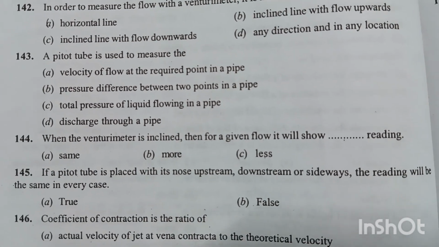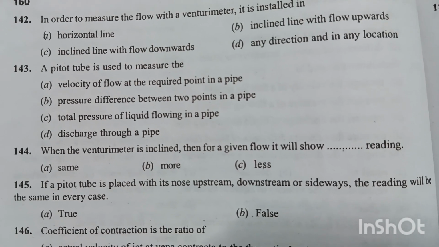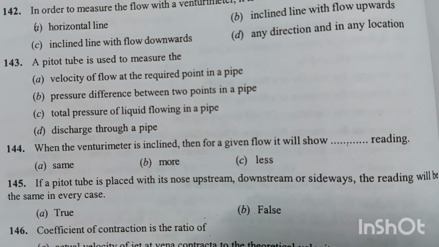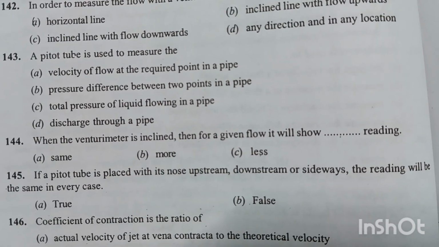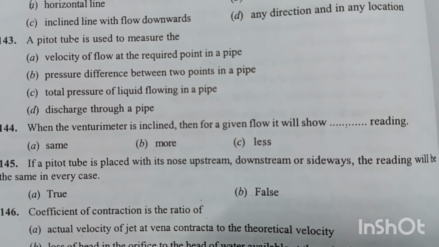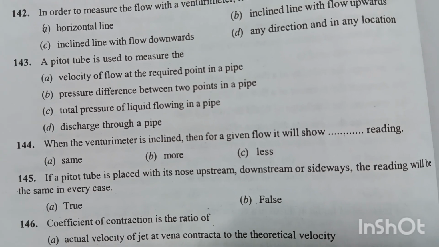Question number 144. When the venturimeter is inclined, then for a given flow it will show same reading. Option A is right answer, because it does not matter how it is placed. Question number 145. If a pitot tube is placed with its nose upstream, downstream or sideways, the reading will be the same in every case. No. Option B is right answer, false.